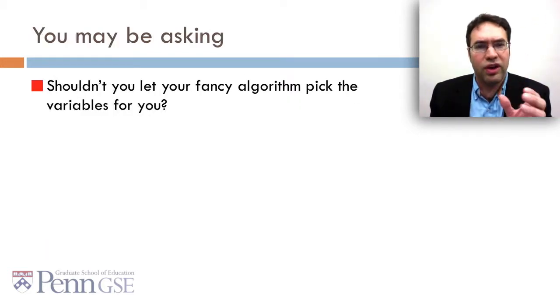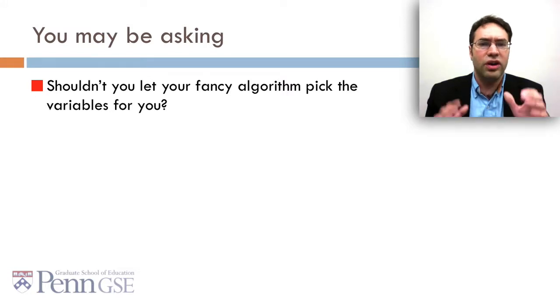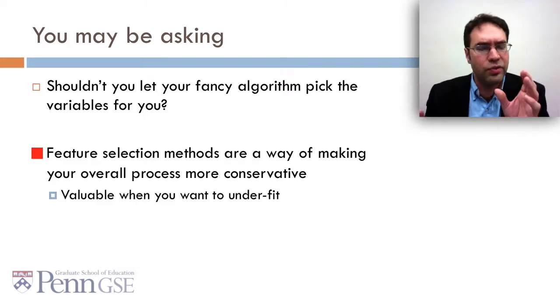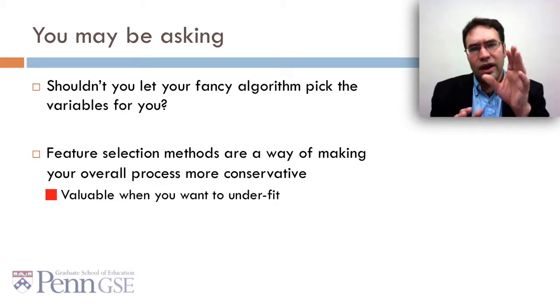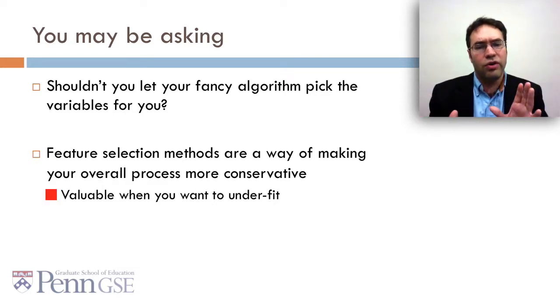Now you may be asking, why do automated feature selection? Why not let your fancy, awesome algorithm pick the variables for you? Why not let RapidMiner or Weka or SAS Enterprise Miner do its job? The reason is because feature selection methods are a way of making your overall process more conservative. And this is valuable when you genuinely want to underfit.